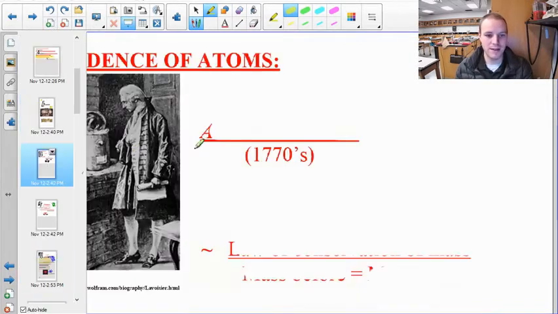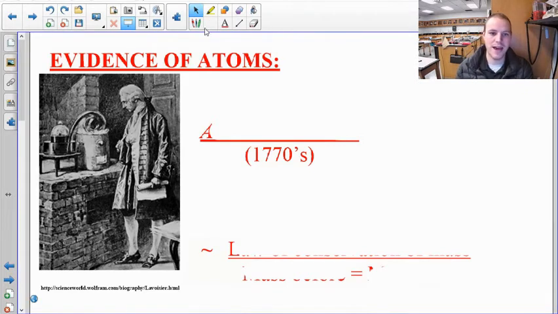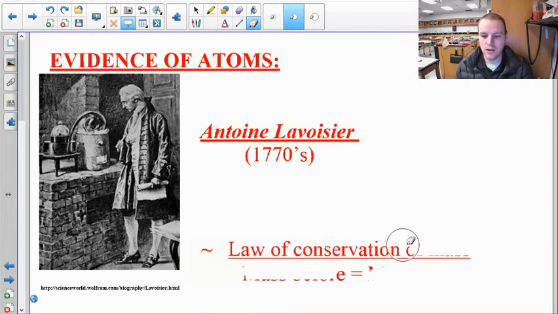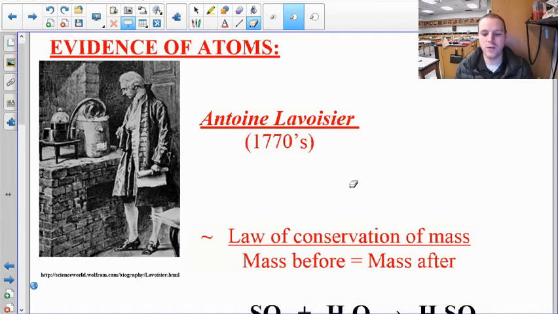Now, that brings us to the first guy who used evidence of atoms. His name was Antoine Lavoisier. He was French. The little IER sound kind of becomes Lavoisier. So he worked for the French government. He was sort of a tax collector. And he's the first guy who is credited with the law of conservation of mass. So the idea that mass before equals the mass after. This is something that we're familiar with from a couple units ago.